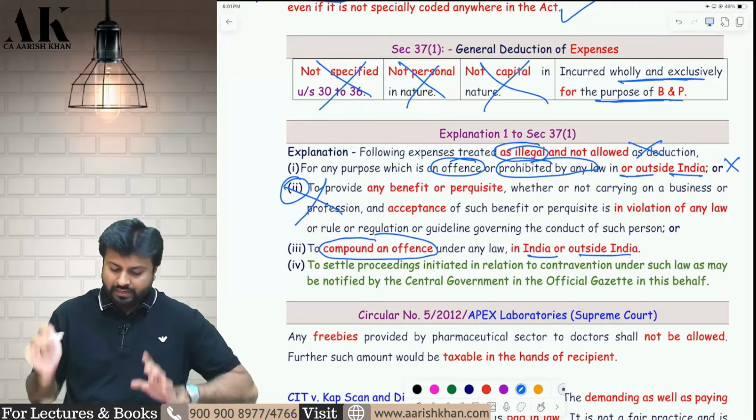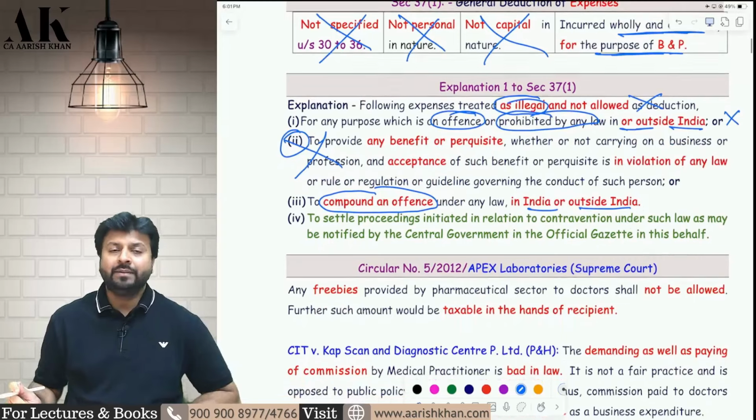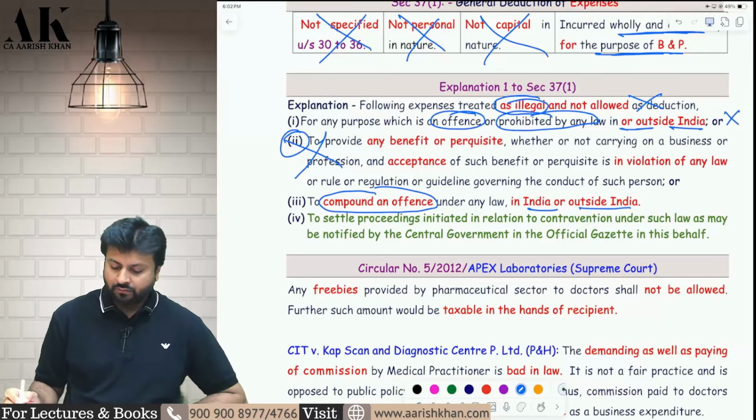Be very careful. Okay. Next one, last one, is an amendment made by Finance Act 2024. For a long time, no amendments have been coming. There are very few amendments in PGBP. Most of the amendments are in assessment and capital gains only. In PGBP, there are not many amendments. So what is this amendment?